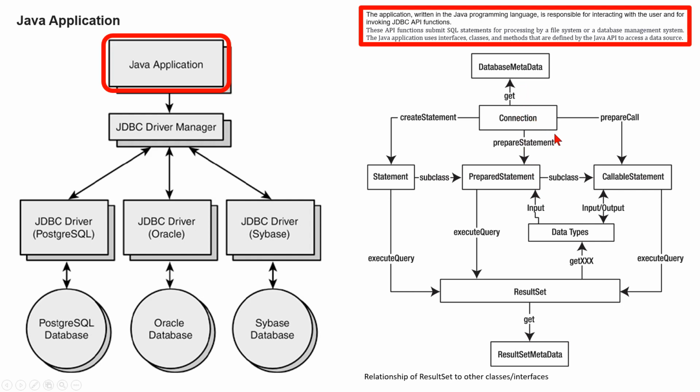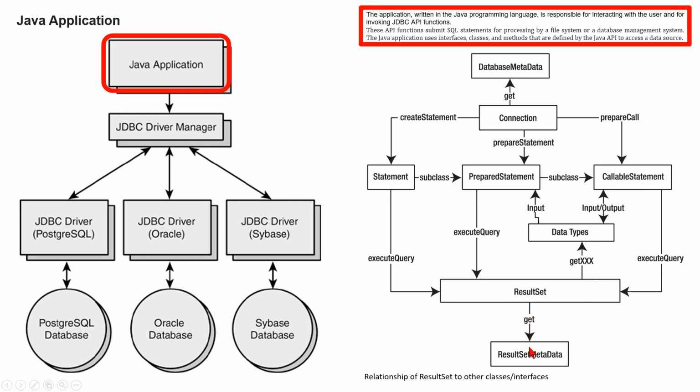Here you can see the Connection. Connection is connected to DatabaseMetaData via get, and here Connection is connected to Statement via createStatement. Here Connection is connected to PreparedStatement via prepareStatement, and Connection is connected to CallableStatement via prepareCall. And here Statement is connected to ResultSet via executeQuery, and PreparedStatement is connected to ResultSet via executeQuery, and CallableStatement is connected to ResultSet via executeQuery.